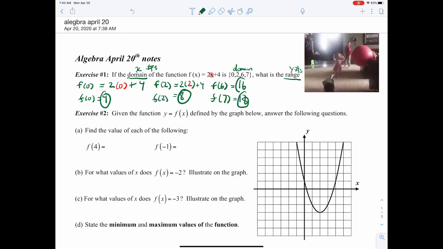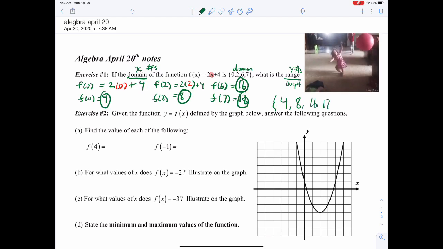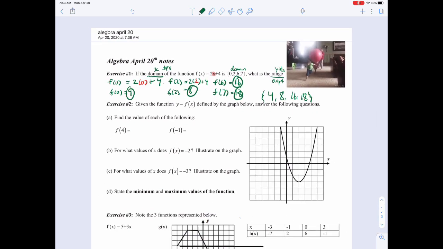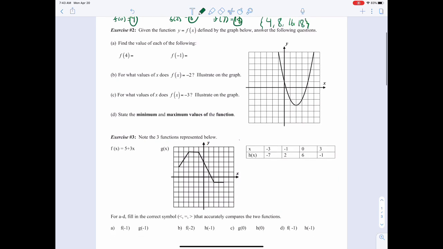So these were all the numbers we got out. These were all of our outputs. They were all of our y numbers. They're our range numbers. So our range is going to be, in order from smallest to largest, 4, 8, 16, 18. All right. Second one.